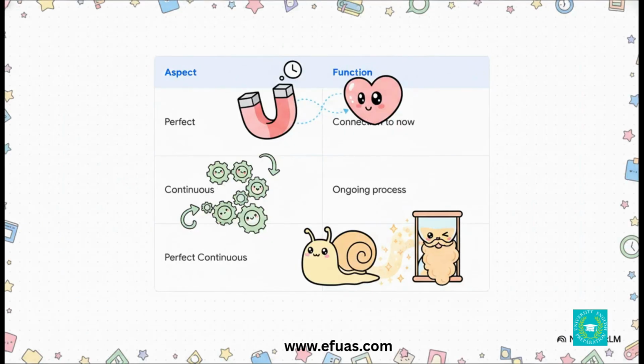And here's a little cheat sheet to help all this stick. Just remember these keywords. Perfect is for connection. Continuous is for an ongoing process. And perfect continuous is for a long duration. Keep this handy when you're writing, and you'll be golden.